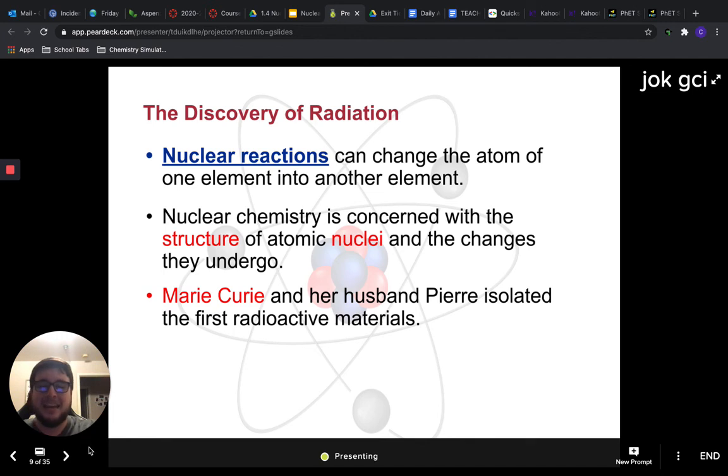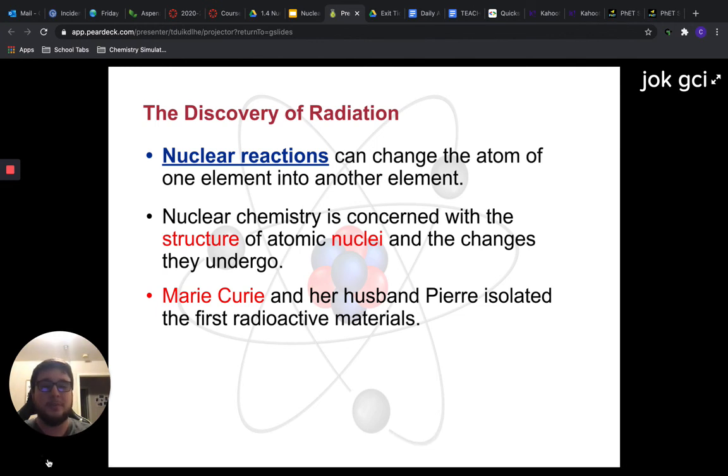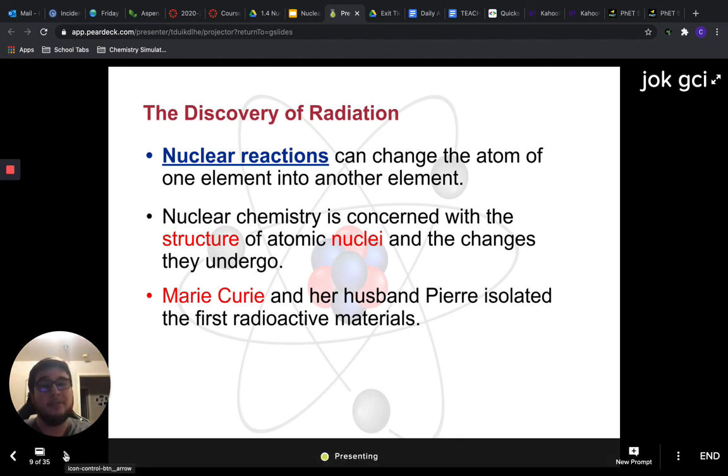Okay? And her work actually ended up being what caused her death. She worked with radioactive materials, and as we know, radiation is harmful to our bodies, and she spent basically her whole adult life with these things. And eventually it caused her to develop cancer, and it's what took her life. So really, she gave her life for science, which is crazy.